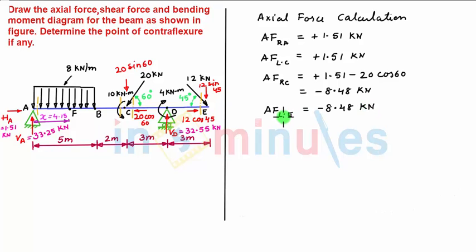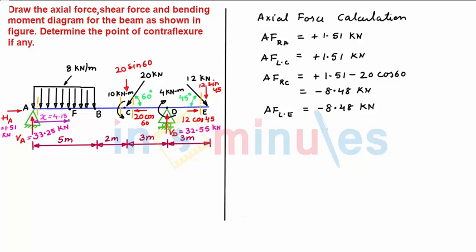Now again this could be verified by considering the right hand side of section. Now if you see the right hand side of this section, we have at point E a rightward force of 12 into cos 45 kilonewton, whose value comes out to be 8.48 kilonewton. Now rightward force on the right hand side of the section is minus, so we have minus 8.48 kilonewton. So our answer is correct. So with this our axial force calculation is over.